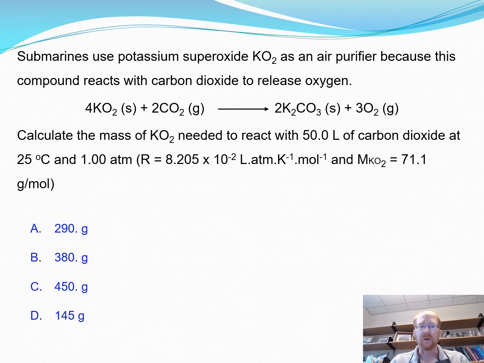Let's move on to this one. Submarines use potassium superoxide, KO2, as an air purifier because it reacts with carbon dioxide to release oxygen. So let's calculate the mass of potassium superoxide needed to react with 50 liters of carbon dioxide at 25 degrees Celsius and 1 atmosphere. So hit pause, work your way through, and let's see how we're doing on this one.